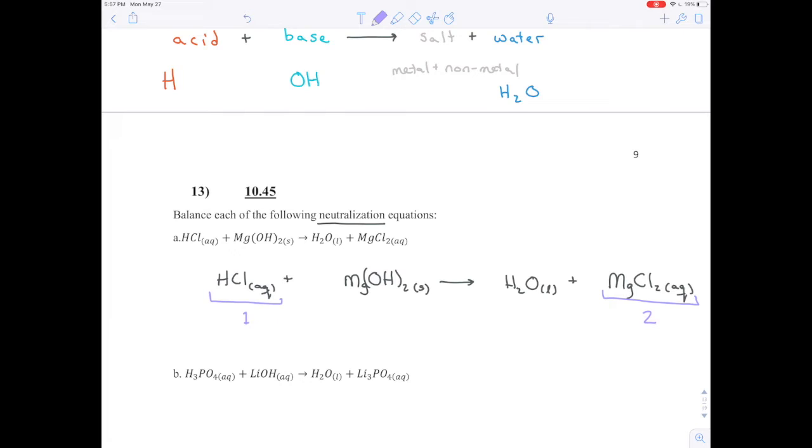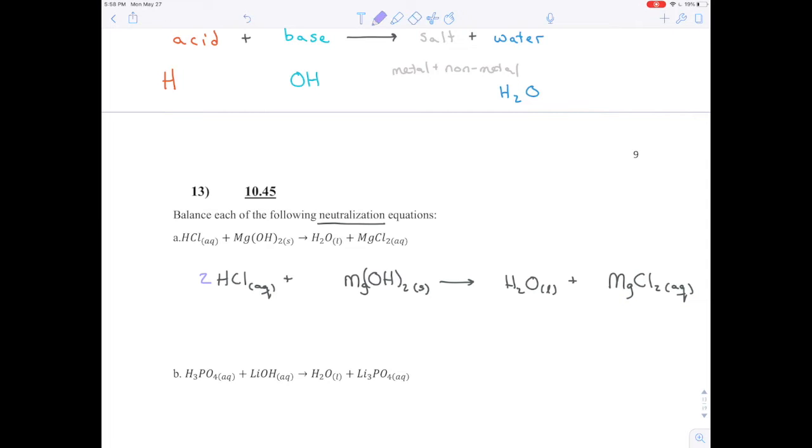So we need to multiply the smaller number by something to get the larger number. So what do we need to multiply this 1 by to get 2? 2. 1 times 2 will give you 2. And so now the chlorines are balanced. We have 2 on the left. Remember to distribute this to each of the elements. So 2 chlorines on the left, and 2 chlorines on the right, as we saw. Okay, so the chlorines are balanced.